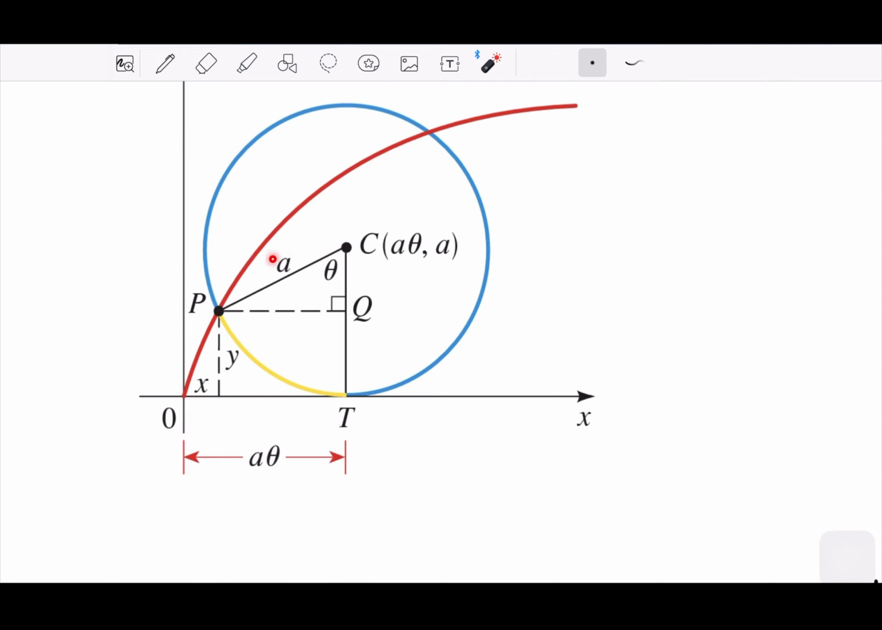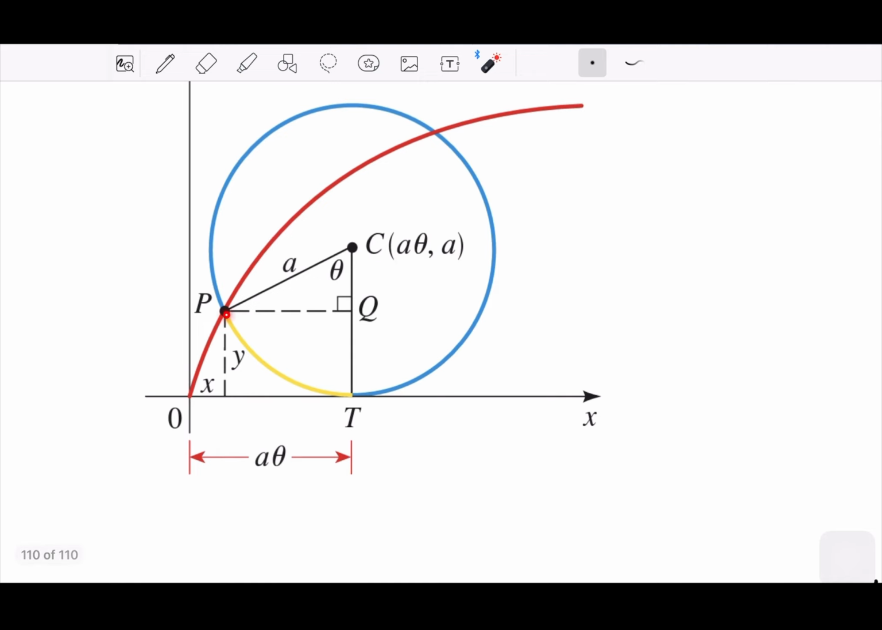We take the radius as A, and we have a certain theta here, and we take some line here to make our coordinates for the center of the circle. This is the coordinates. The A theta is this part here, and A is this A here. So maybe let me start over to make it easy to understand, okay?